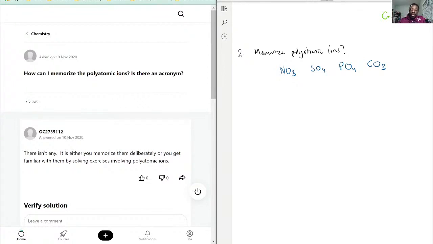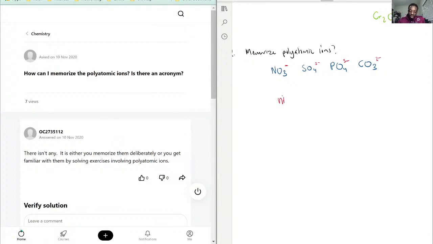And in regards to their charge, nitrate is minus, sulfate is 2 minus, phosphate is 3 minus, and carbonate is also 2 minus. These ones occur very frequently, so by memorizing these, it would help you a lot to navigate the other ones. Typically, you can tell by the first part of their name. That's going to be the main non-metal, where the oxygen surrounds it. So nitrate, for example, it's nitrogen.